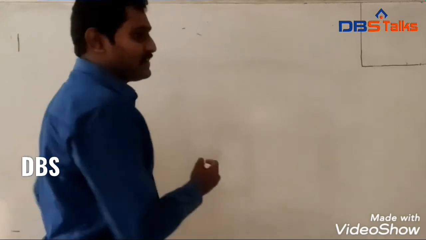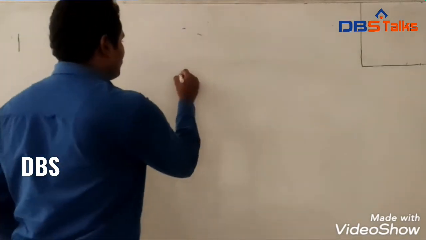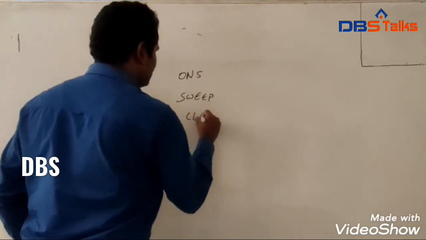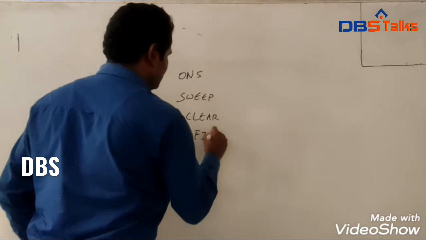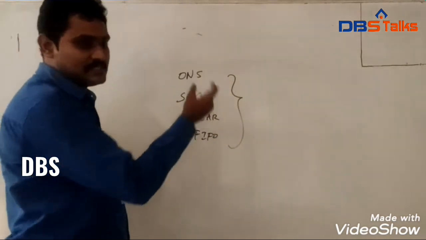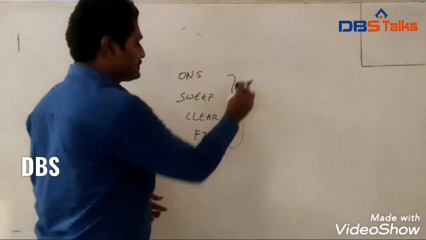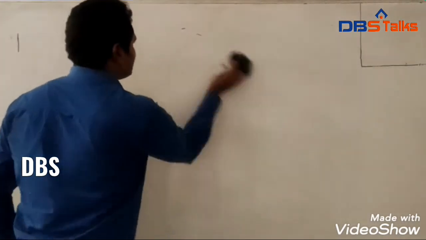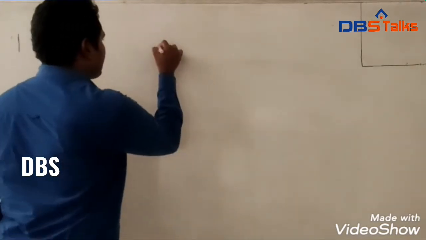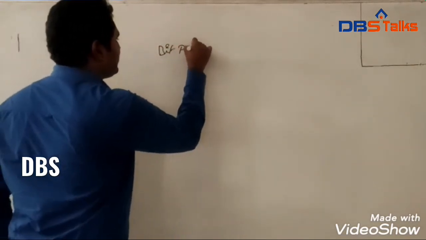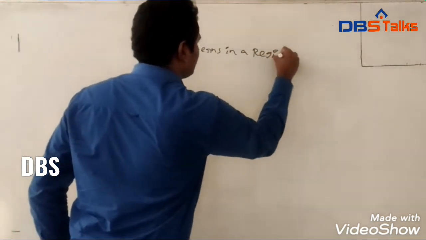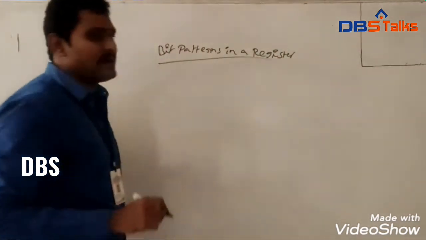In the previous session I discussed some other data moving functions, that is the one shot function, sweep function, clear function, and some FIFO functions. These are the other data handling functions we discussed in the previous session. Now I am going to discuss register bits, that is, bit patterns in a register. So today I am going to discuss bit patterns in a register.